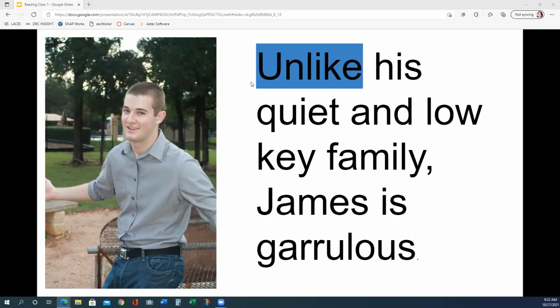So this is an opposite indicator. So if James is unlike his family and his family is quiet and low key, we can assume that James is loud, maybe boisterous, outgoing. So loud and outgoing is most likely the definition of garrulous. Okay, so just by process of elimination, we can make that assumption. Okay, does that make sense? Yes.